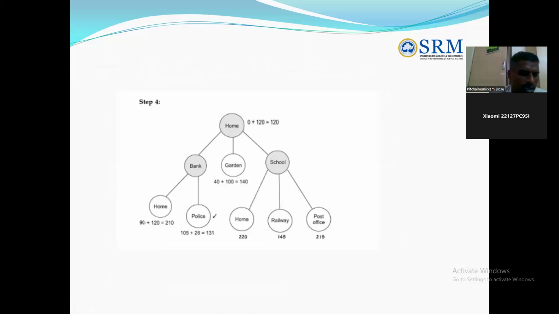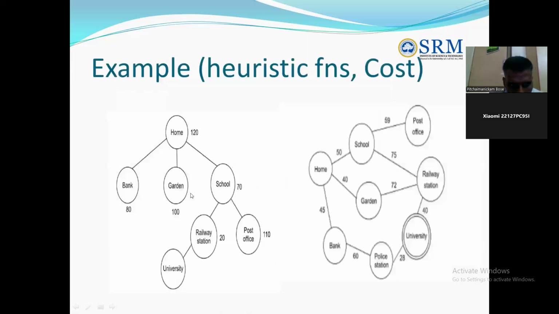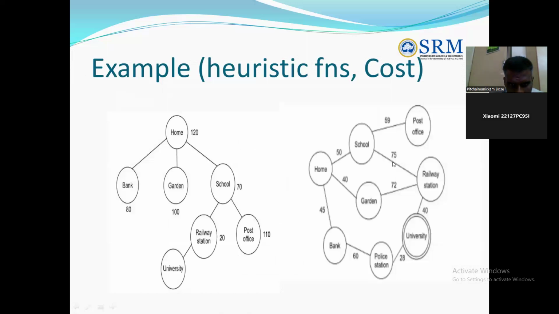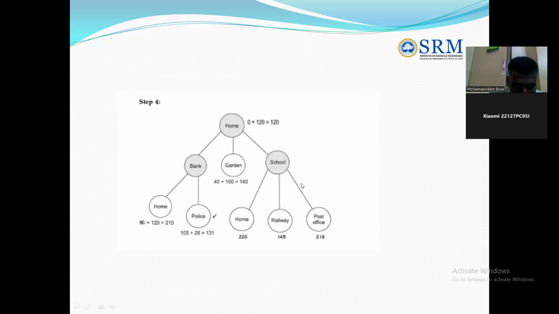Okay. For considering step 4, again, the bank may have two options: one is home and the other is police. So here the cost, bank to home is 80 plus 45. That is 120. Here 120 plus 90 is 210. You just note it out. And bank to police is 105 plus 26, 131.